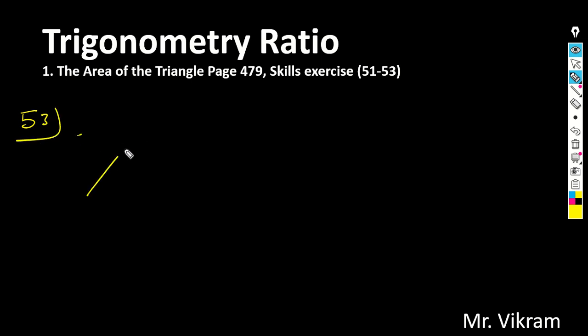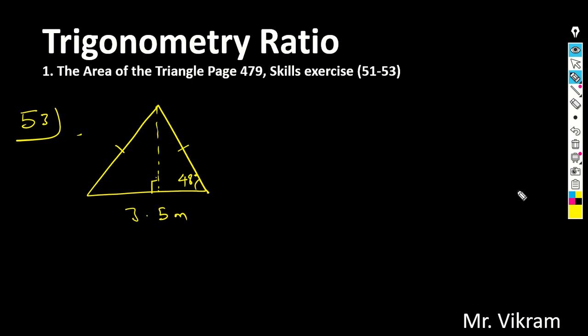So question 53 says it is a triangle, and this is your height. It is making a right angle triangle, 90 degrees, and this is 3.5 meter, and this angle is 48 degree, right? And it is given these two sides are equal, right?